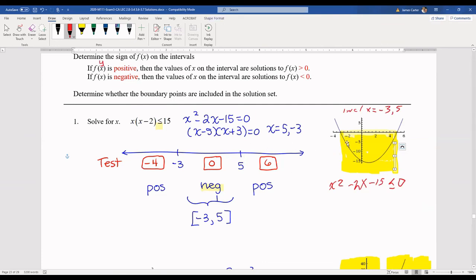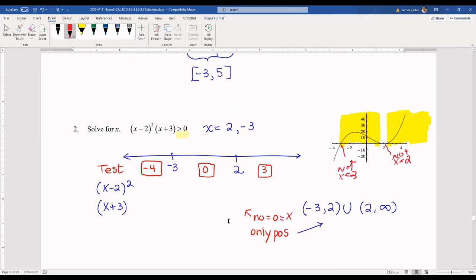Okay? So what we do is we look at this point and we look at this point. Because it's or equal, those points, the 5 and the negative 3, are included. And on this graph, everything between 5 and negative 3 is below the x-axis. So the answer to this is the domain of -3 to +5 inclusive.